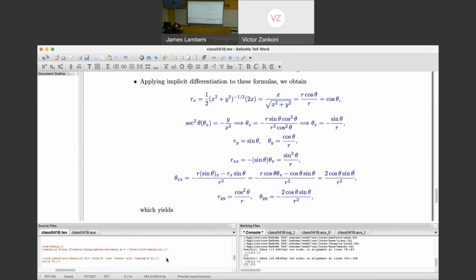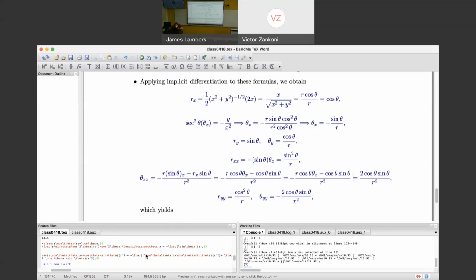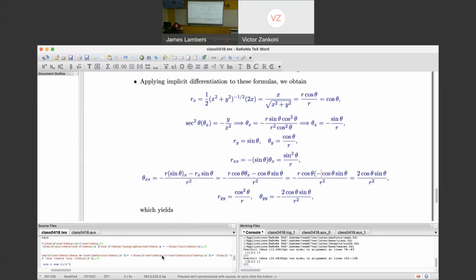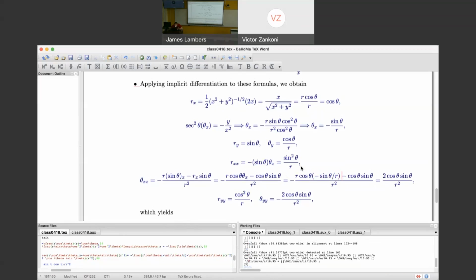Okay, so let's fill in one more step just to make the notes a little more complete. All right, so dθ/dx is minus sine θ over r. So from there you can see how, once everything is simplified as much as possible, that is what you get.